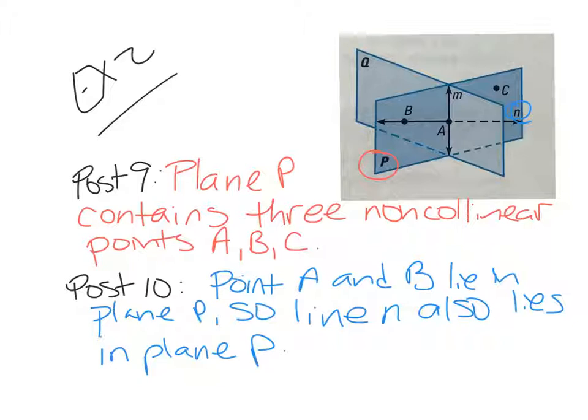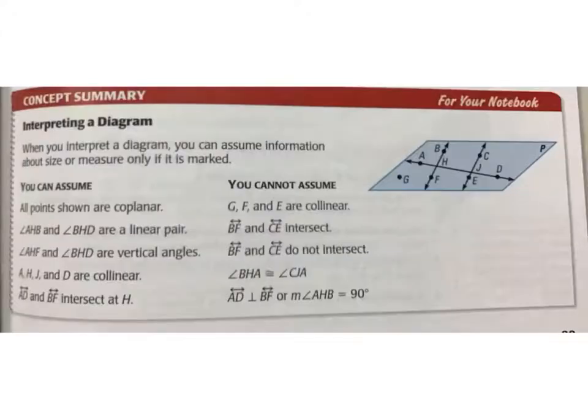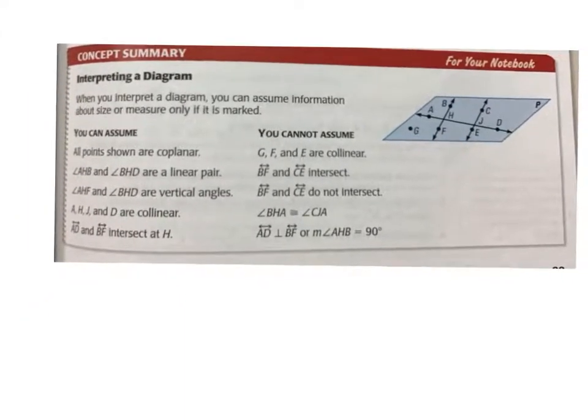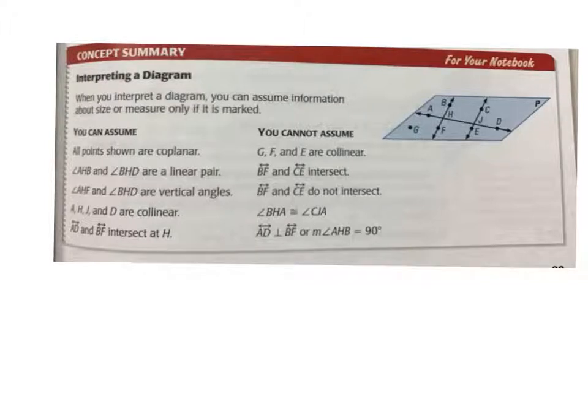All right, I want to go over the little concept summary at the bottom. You can choose whether or not you want to write it in your journal. If it pretty much makes sense to you verbally, then I don't see the need for you to write it. So when you're looking at a diagram, let me get a marker here. You can assume some things, and then there are some things you can't just assume by looking at it.